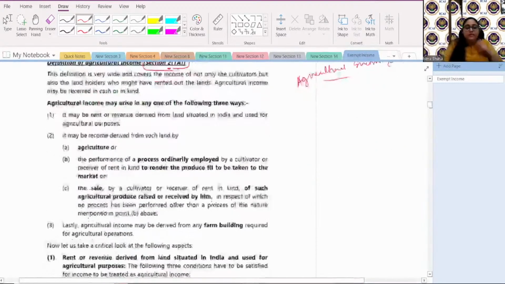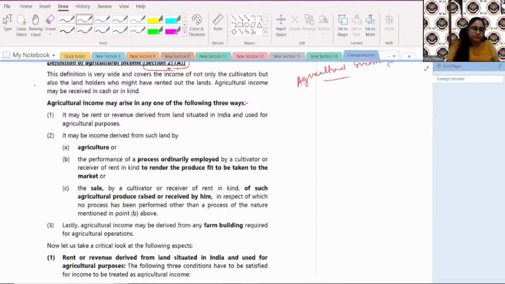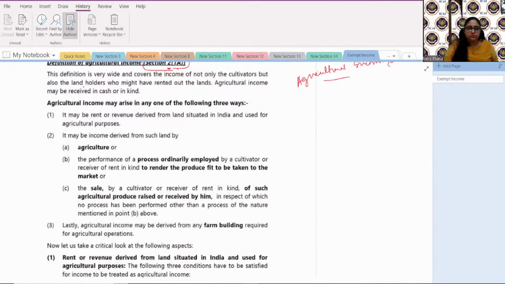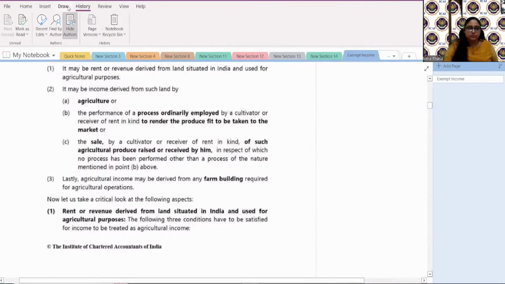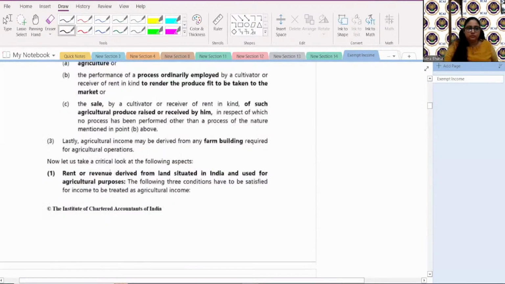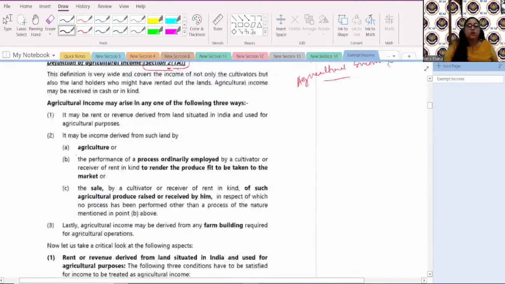So now let's understand the definition. Understanding the definition is a very critical point here. Agricultural income may arise in any of the following three ways. First, it may be rent or revenue derived from land situated in India and used for agricultural purposes.